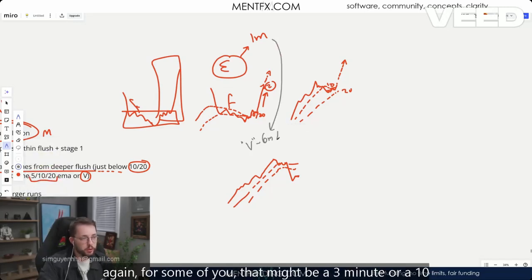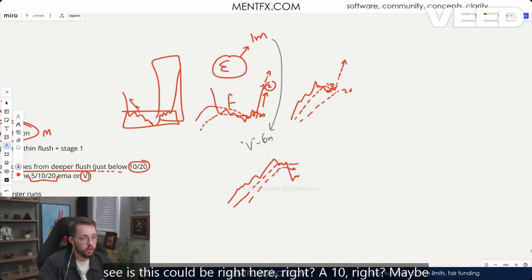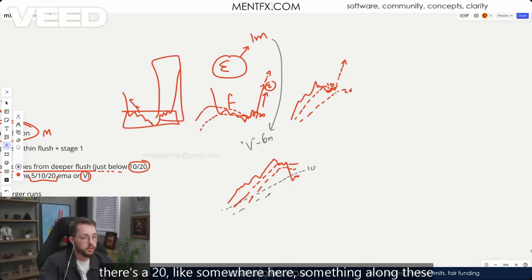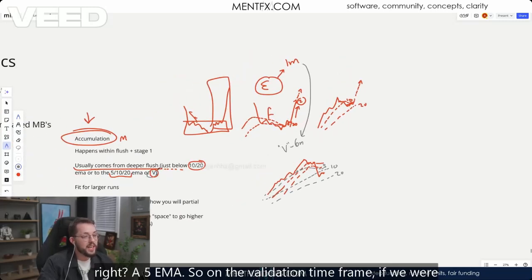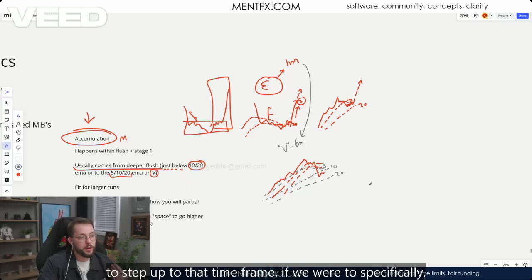But again, for some of you, that might be a 3-minute or a 10-minute. This is just based on preference, but let's just assume it's a 6-minute, right? What you will also see is this could be right here, a 10. Maybe there's a 20 somewhere here, something along these lines. And maybe there's a 5 somewhere like here. Well, the 5 would probably be doing something like this, right? A 5 EMA.